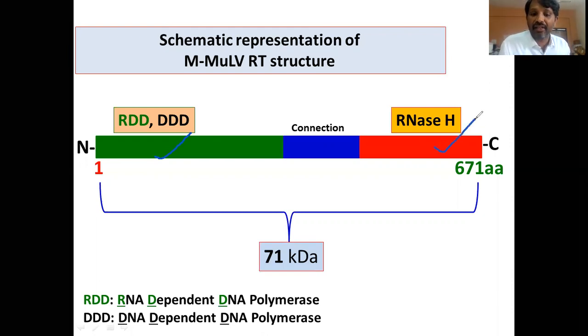Totally, the enzyme has three activities. One is RNA dependent DNA polymerase, that's the reverse transcriptase activity, and DNA dependent DNA polymerase. It can synthesize the second strand from the first strand of DNA. And the third one is RNase H activity, which degrades the RNA molecule in the RNA and DNA hybrid.